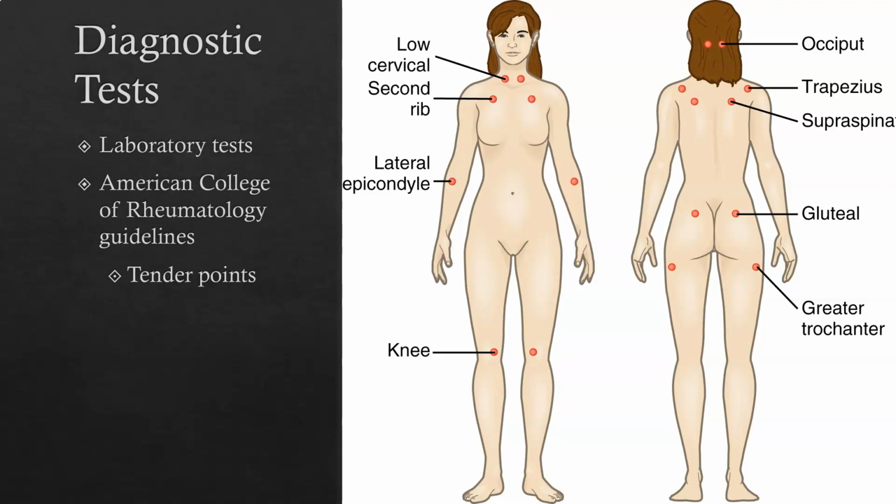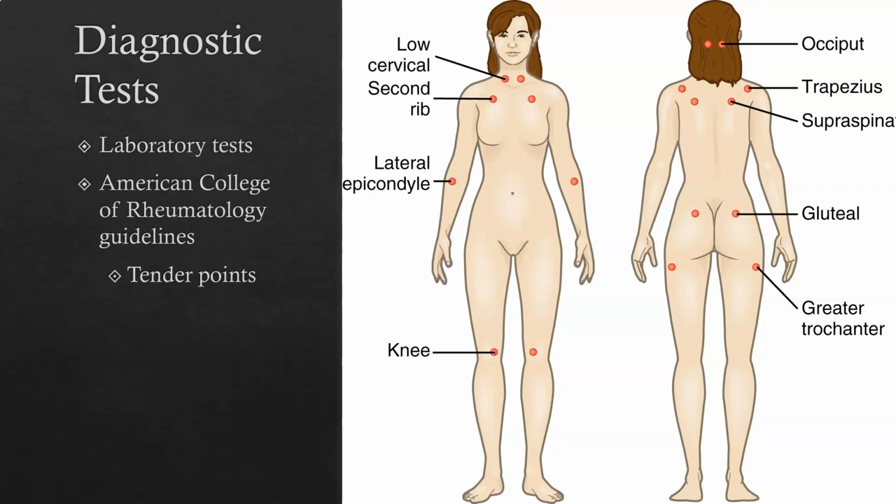A definitive diagnosis of fibromyalgia is often difficult to establish due to lack of knowledge of the disease and its manifestations among healthcare providers. Laboratory tests such as complete blood count, rheumatoid factor, thyroid function tests, and anti-nuclear antibody can help rule out other conditions that may have similar symptoms.